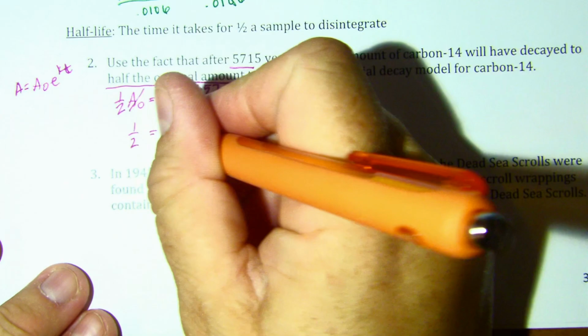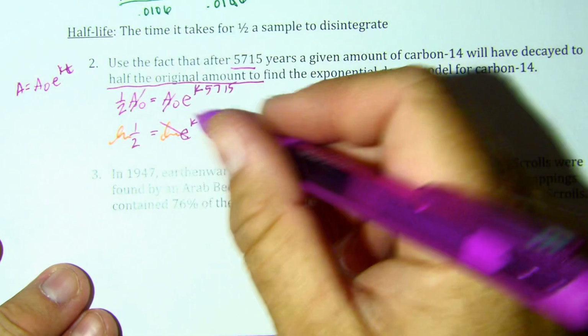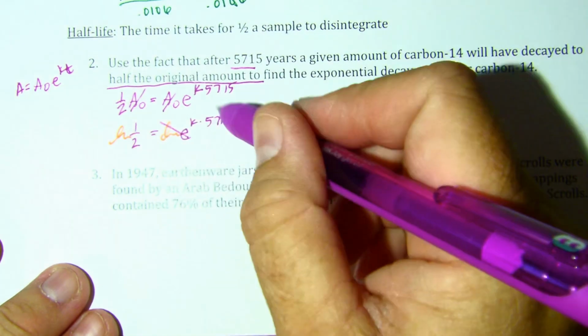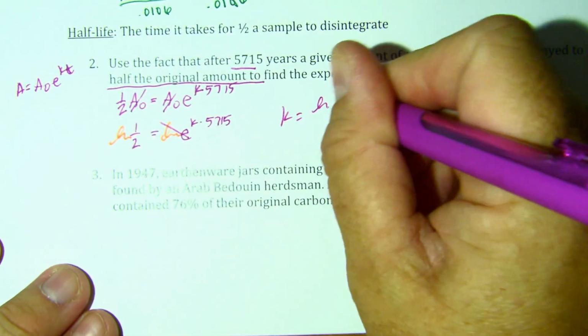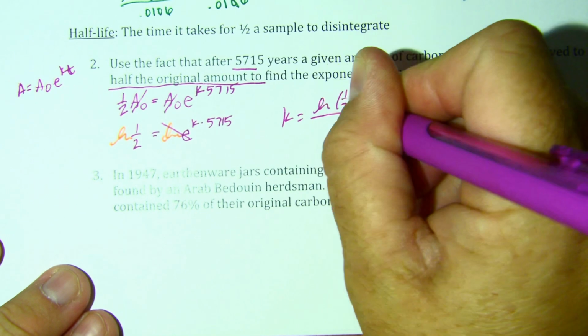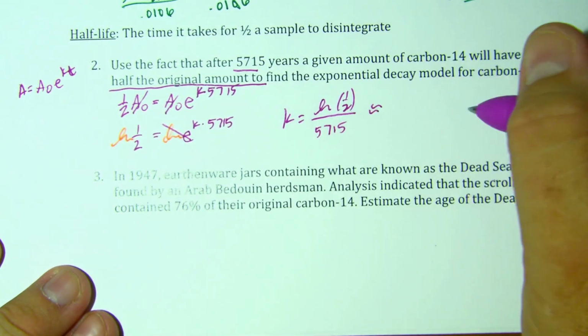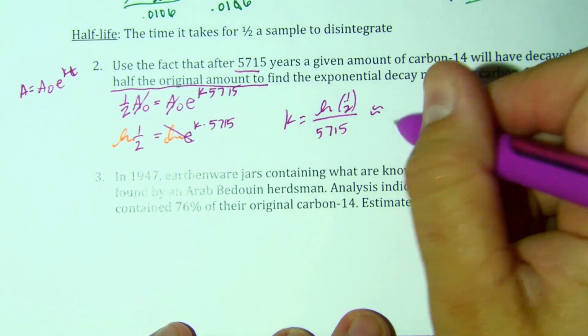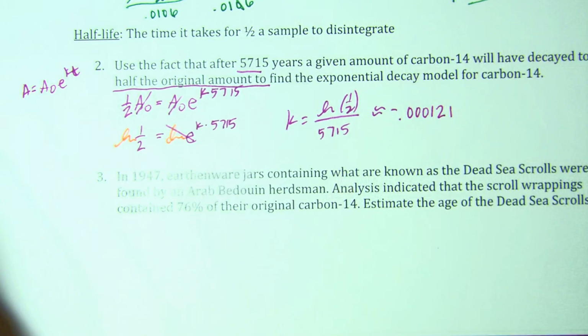And we can go ahead and take the natural log of both sides. Again, the natural log and e cancel, and I have the natural log of 1/2. I can divide by 5,715 on both sides, and k is equal to the natural log of 1/2 over 5,715. Typing that in my calculator, we get negative 0.000121. Now we have a negative value, and that's because the amount of carbon-14 is decaying. It's not getting bigger, so this is a decay function.